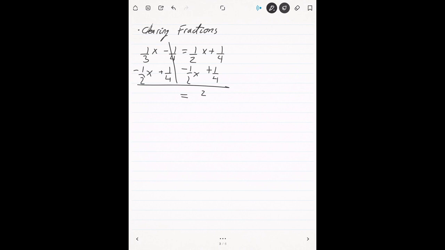1/4 plus 1/4 is 2/4. 1/3 x minus a half x. Oh, well, these don't have the same denominator, so I'm going to have to make common denominators, and then I'm going to have to multiply by the reciprocal. Oh, gosh, this is just getting kind of messy, isn't it? It's not impossible, but gosh, it just seems super tedious.